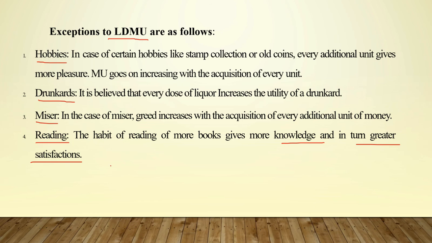I will summarize the points. I have explained what the law of diminishing marginal utility is, with the help of the graph and the table. I have explained the importance of LDMU, and its limitations or exceptions.